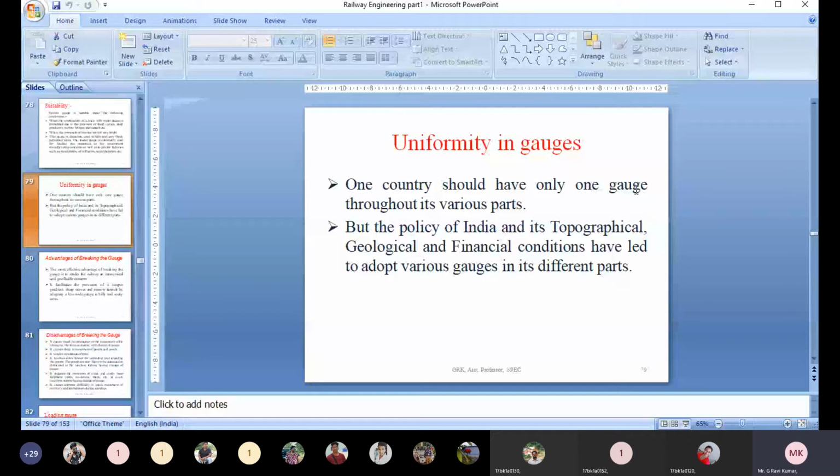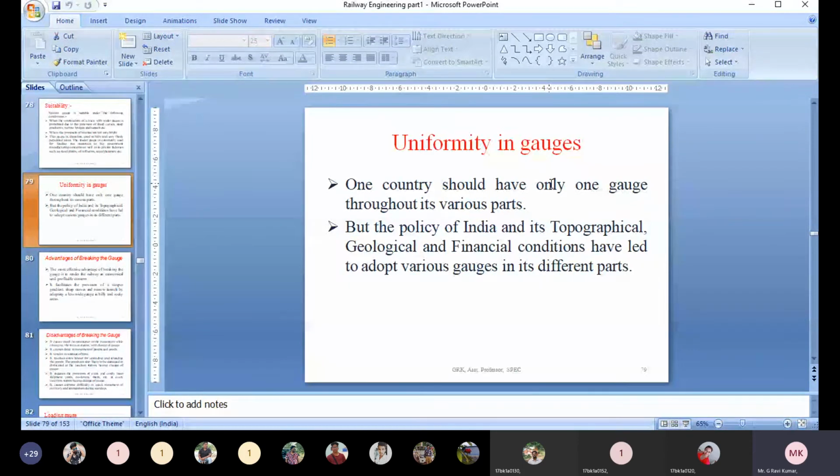One country should have only one gauge throughout its various parts. It is more advantageous. Whenever a single country cannot have a single gauge throughout, in those cases a single track may contain a single gauge throughout its length. But the policy of India and its topographical, geological and financial conditions have led it to adopt various gauges in its various parts. So based upon topographical and geological features, and also some financial problems, India has adopted different gauges at different parts.